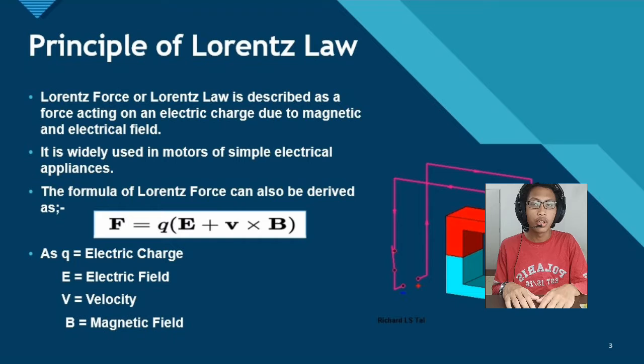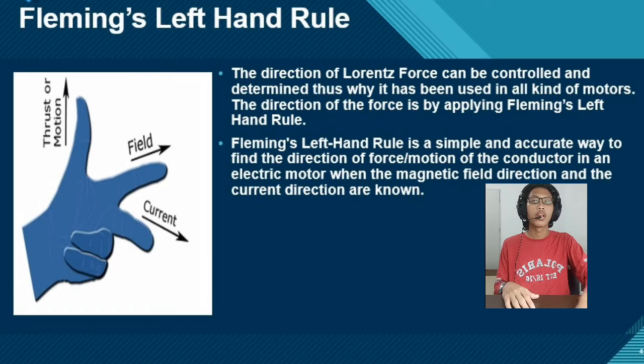Principle of Lorentz law. Lorentz force or Lorentz law is described as a force acting on an electric charge due to the magnetic and electric field. It is widely used in motors of simple electrical appliances. The formula of Lorentz force can be derived as F equals Q times E plus V times B, where Q is electric charge, E is electric field, V is velocity, and B is magnetic field.